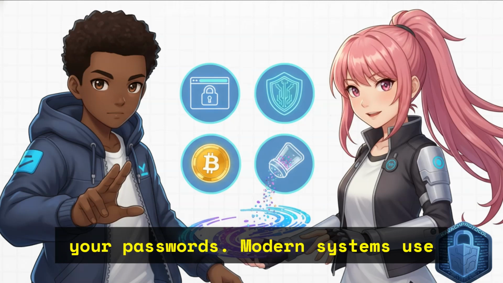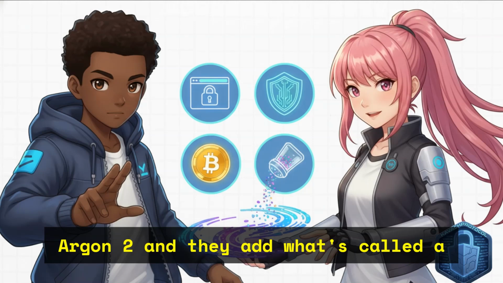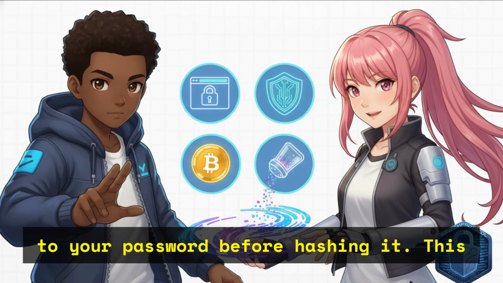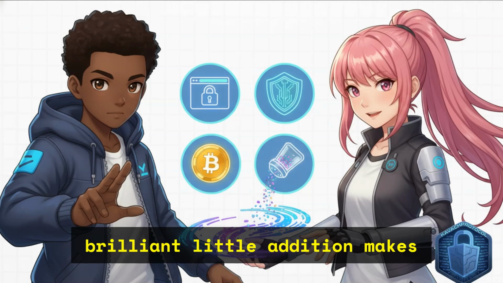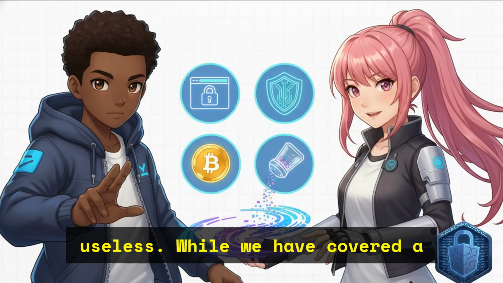Oh, and they secure your passwords. Modern systems use specialized algorithms like bcrypt or Argon2, and they add what's called a salt, basically a random string of data, to your password before hashing it. This brilliant little addition makes pre-computed hacker tools, like those massive rainbow tables, completely useless.